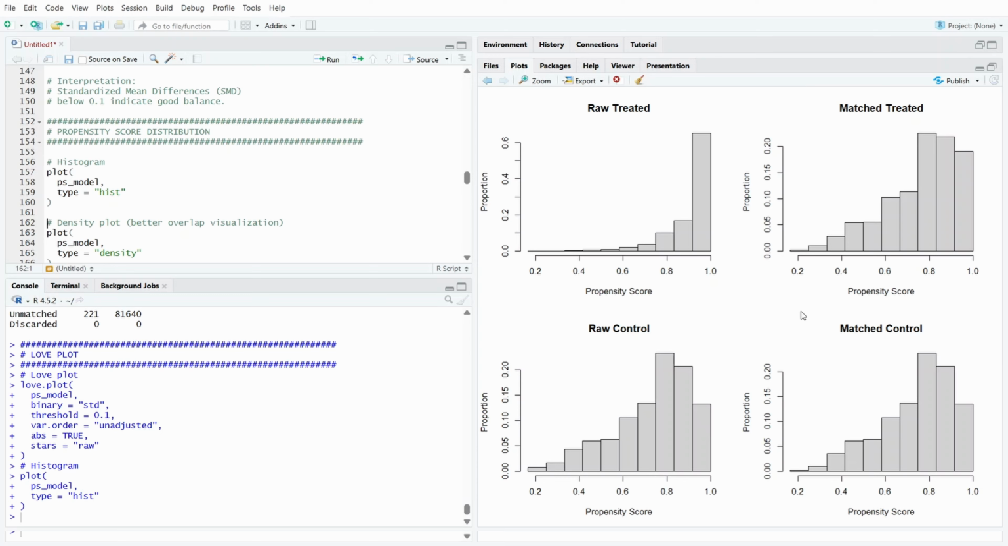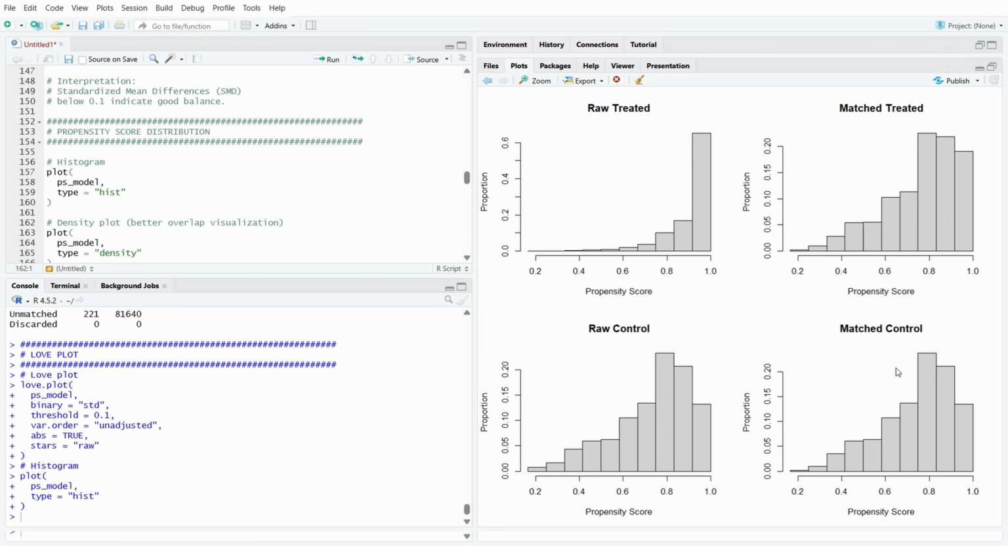After matching, we move to the right side of the figure. The top right panel shows the matched insured participants. Notice that the distribution becomes much wider and less concentrated near 1.0. That means the matching algorithm selected insured individuals who more closely resembled the uninsured participants. Now look at the bottom right panel showing the matched uninsured group. The shape of this distribution now looks much more similar to the matched insured group.